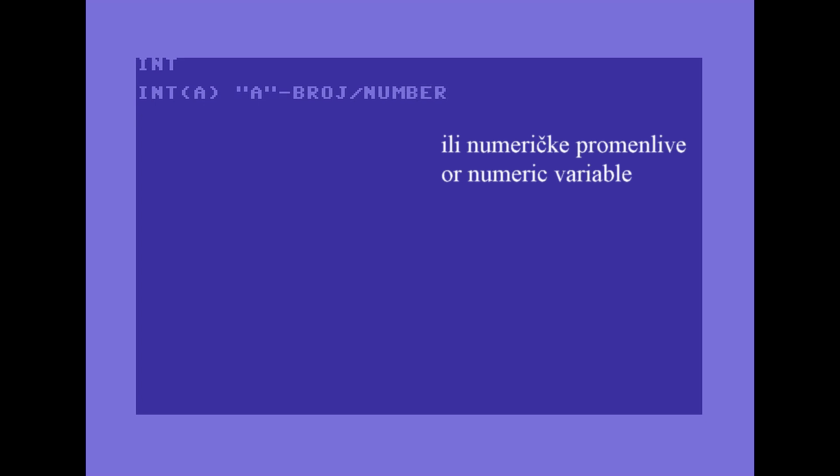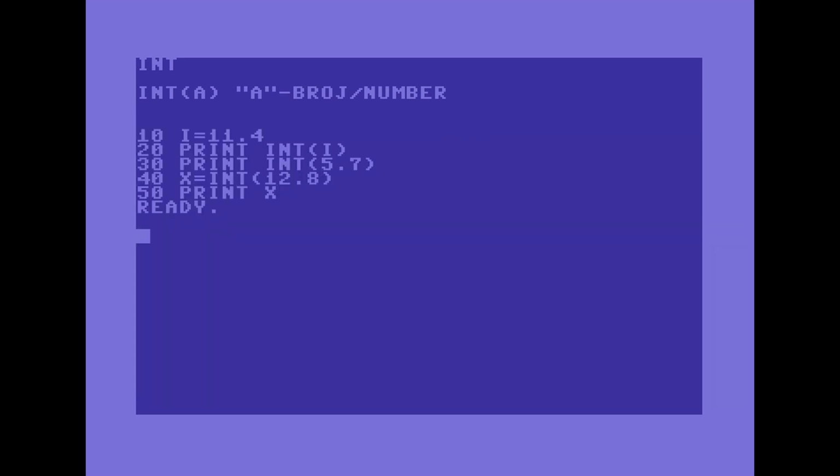Example: 10 I=11.4, 20 print INT(I), 30 T=INT(5.7), 40 X=INT(12.8), 50 print X. When the program is executed, we will get the results 11, 5, and 12. As you can see, all numbers are rounded to the lower whole value.